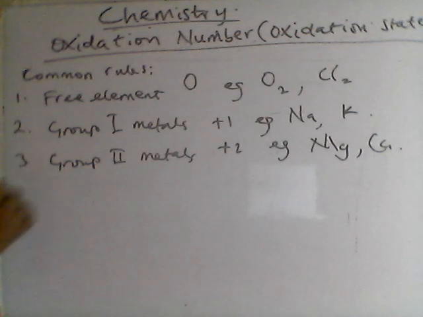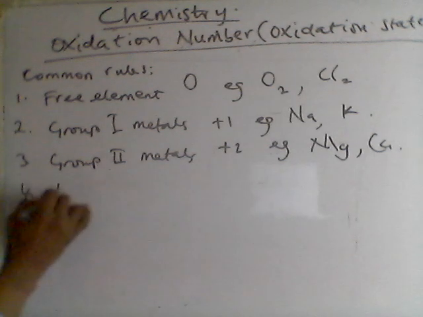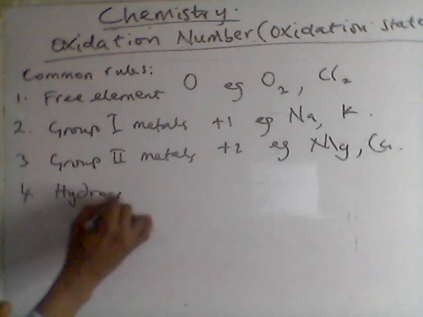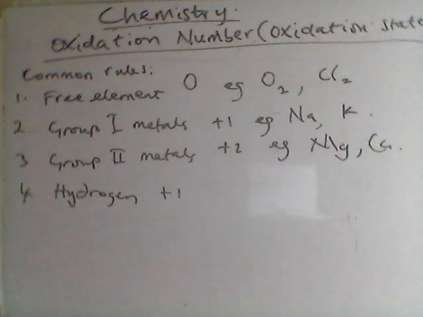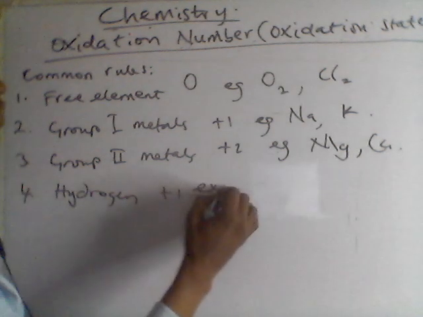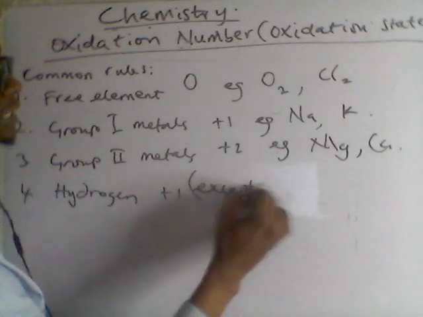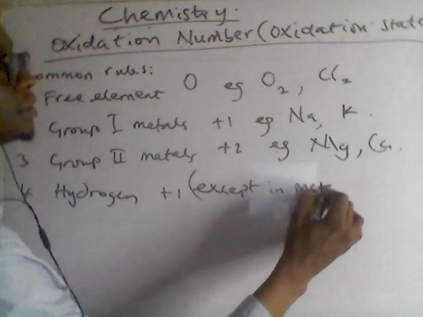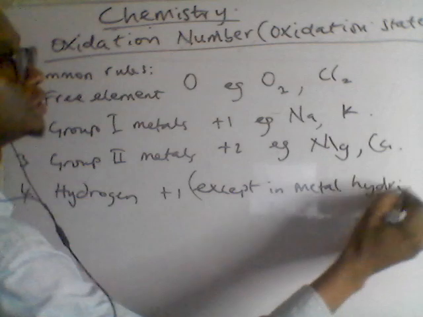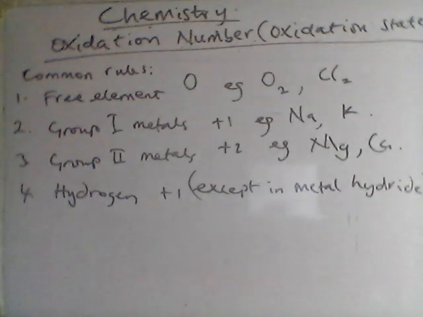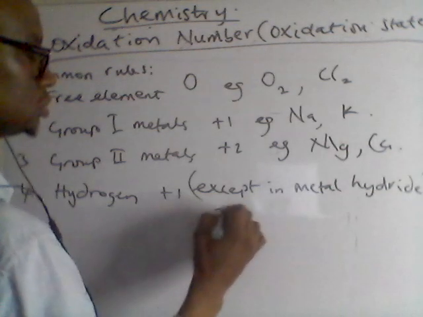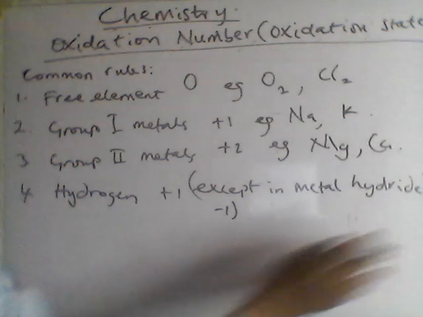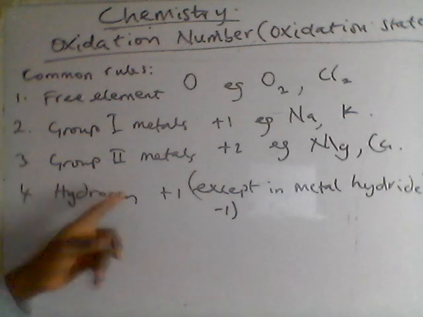Hydrogen is classified differently, but its own is +1, except in a metal hydride. So this is the exception. That is when hydrogen combines with a metal. In that state now it becomes -1. When it's in combination with a metal, as a hydride, it's -1, but always it's +1.